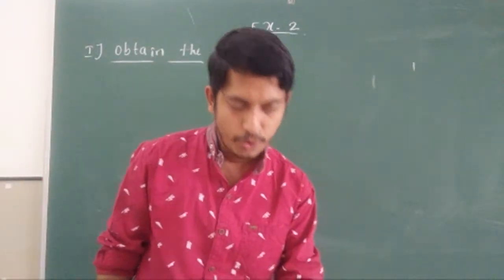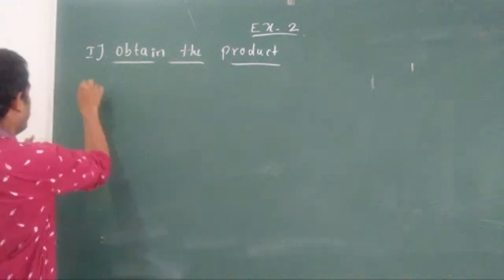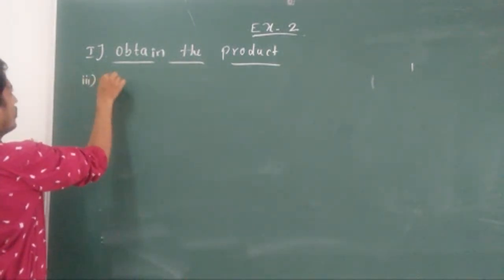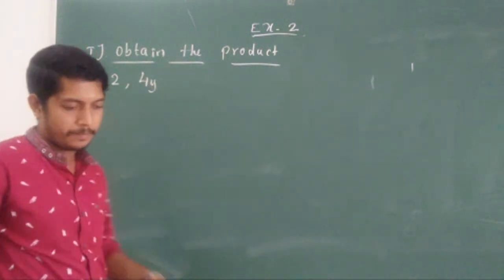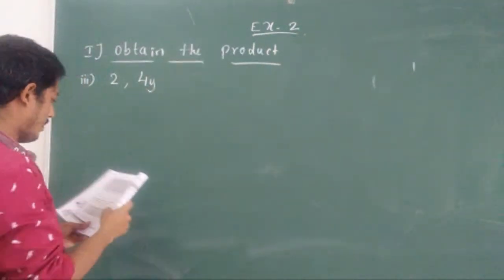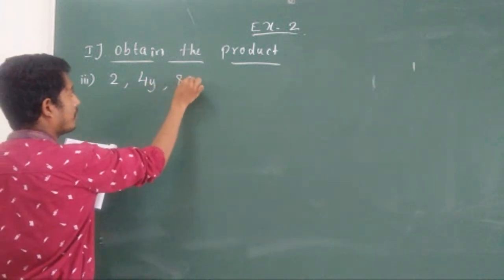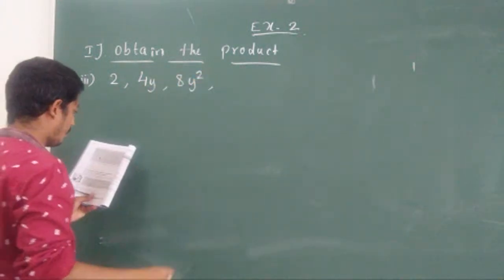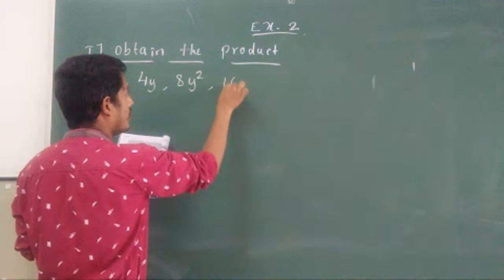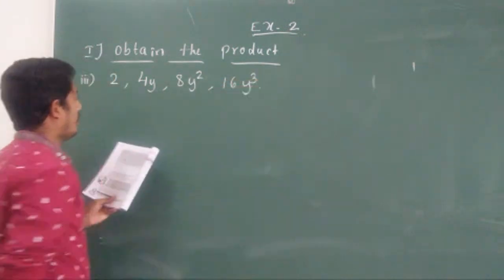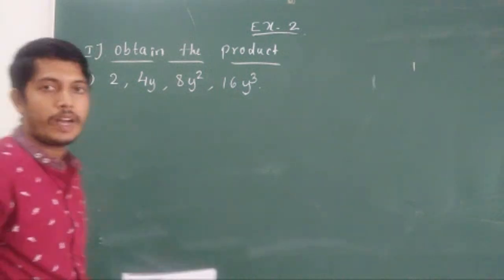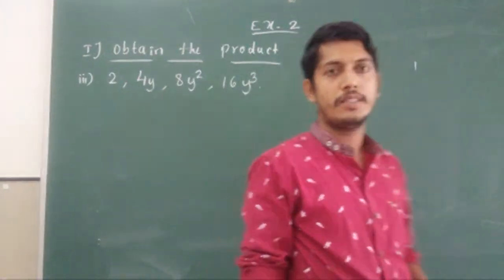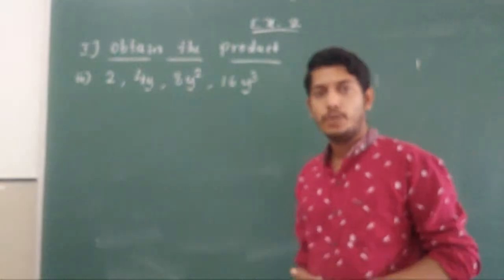Next one is 2, 4y, 8y square, and the fourth term is 16y cube. 2, 4y, 8y square, 16y cube. So in this we have totally 4 terms.